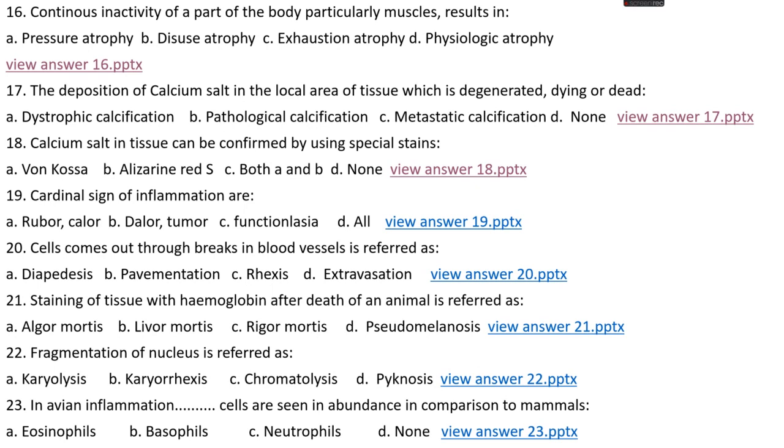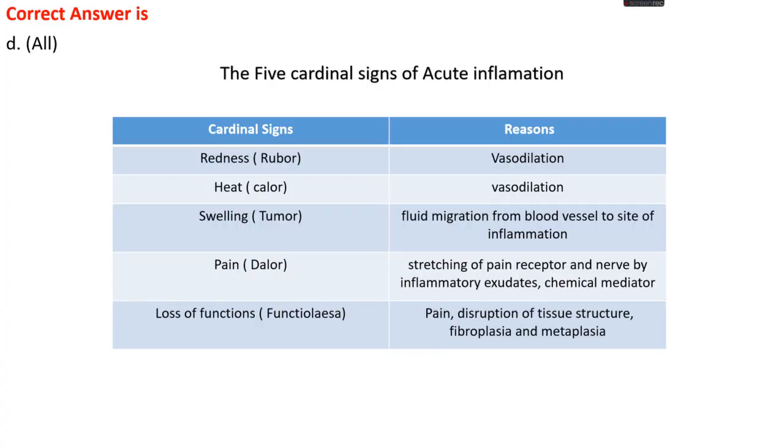Question number 19. Cardinal signs of inflammation are: option A, rubor, calor; option B, dolor, tumor; option C, functio laesa; option D, all. The right answer is option D, all.